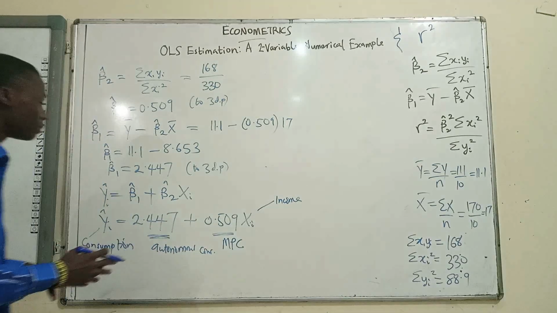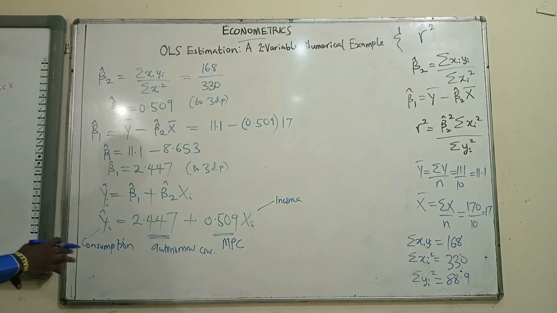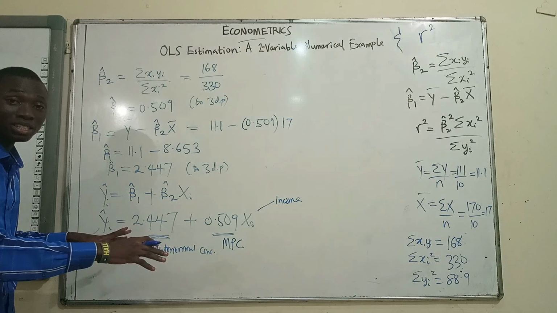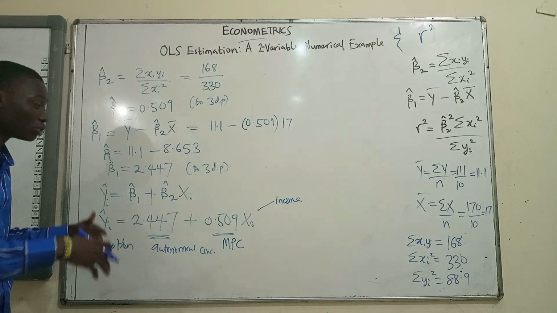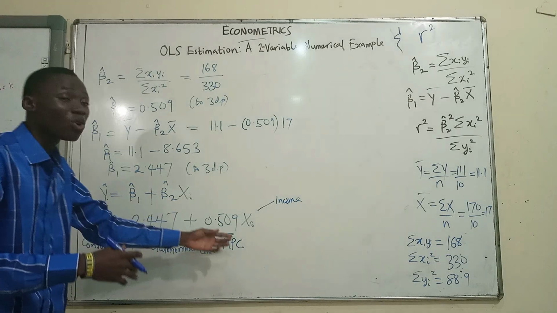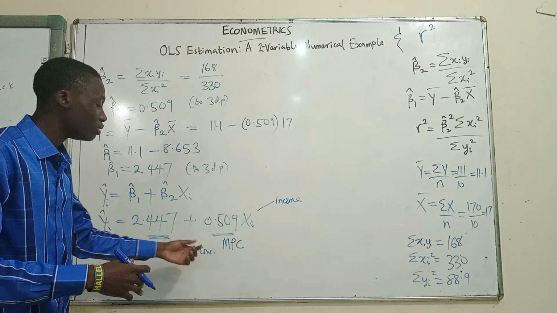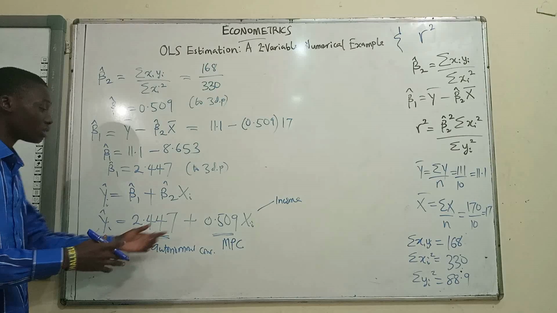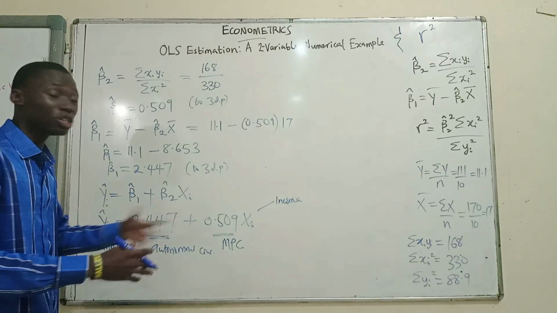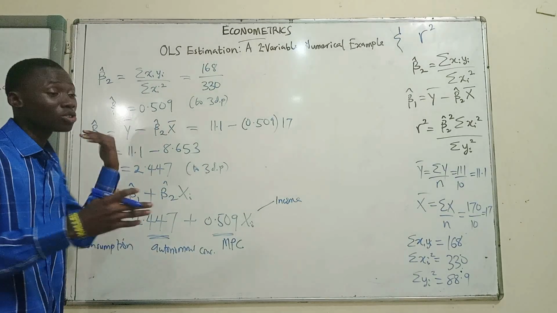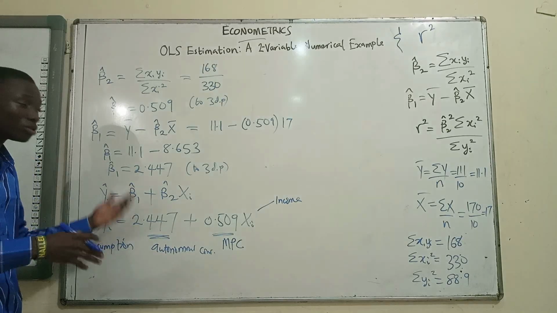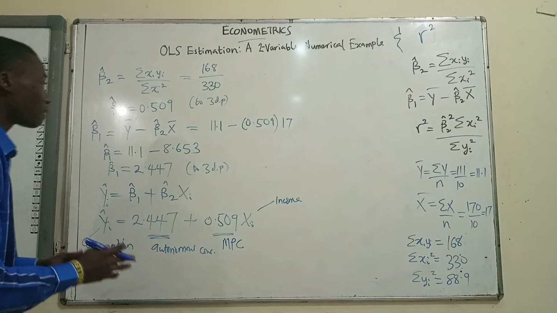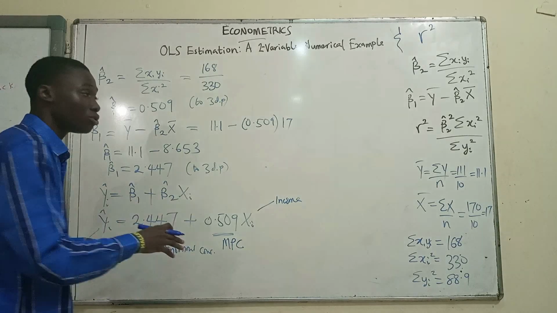So we've estimated our regression function. Let's also take note that we are looking at it on average. It's not always the case, but on average, we expect that as income rises by units, say in naira, we expect consumption on average to increase by 0.509. Some will overshoot, some will be below, but roughly when you take their means, you expect it to be about this. So with that, we've estimated the regression function.